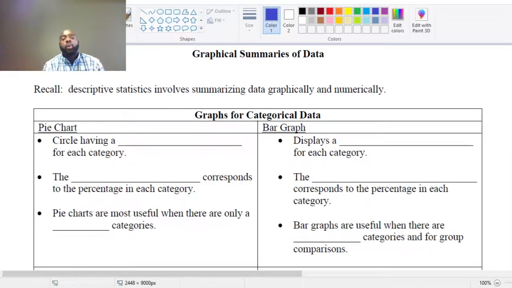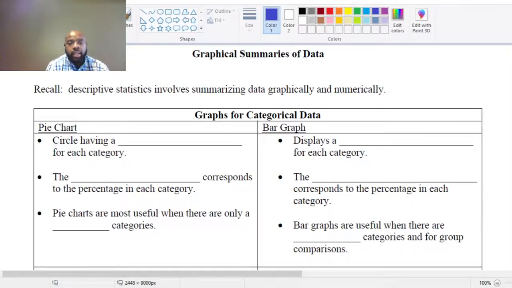In this video, we're going to discuss graphical summaries of data, and then we'll also get to measuring the center of quantitative data, as well as an introduction to the variability in quantitative data. So recall, descriptive statistics involves summarizing data graphically and numerically, right? And so we're going to start with some graphical displays for both categorical and quantitative data.